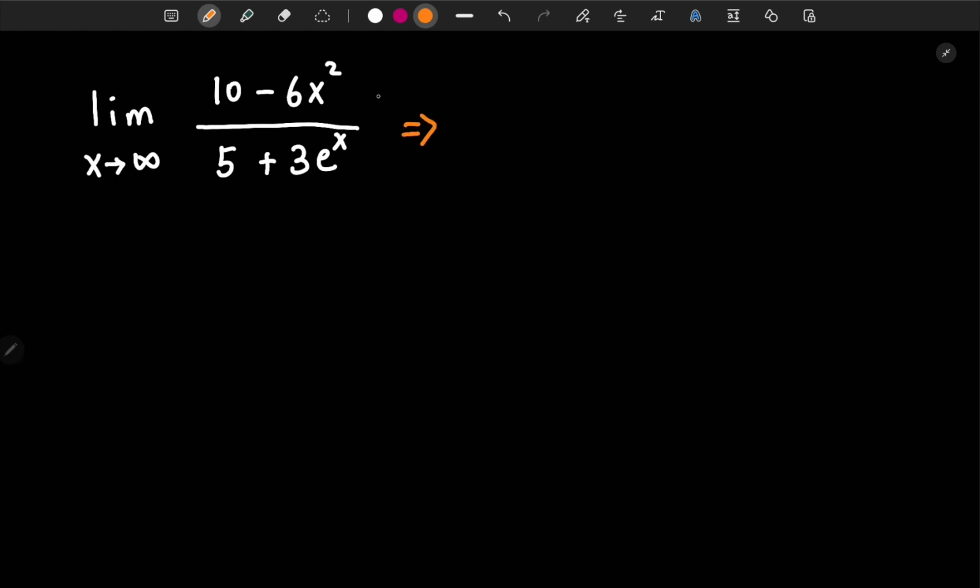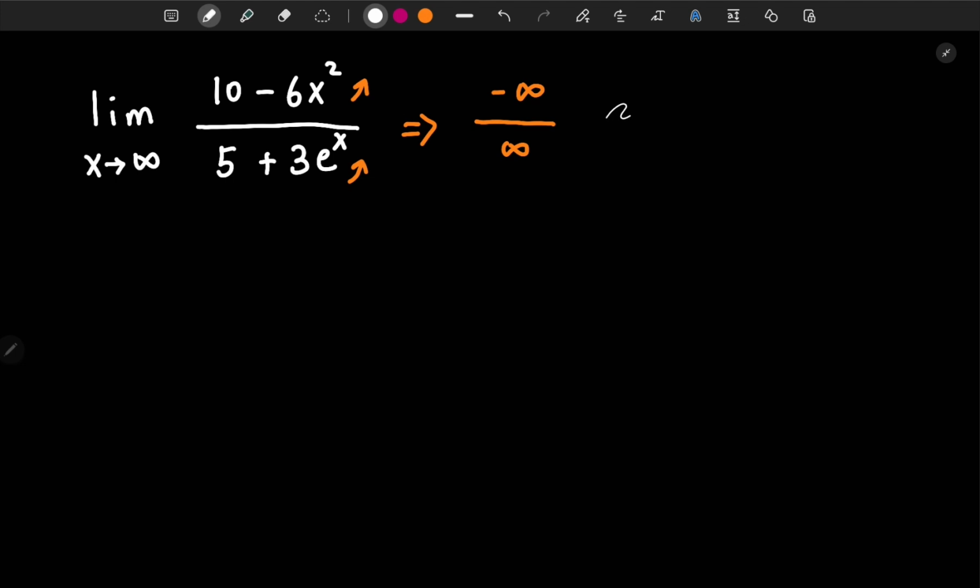In the numerator, when x goes to infinity, the 6x squared goes to a very large value. Since we have a negative sign in front of it, the numerator tends to go to negative infinity. And in the denominator, we have 5 plus 3e to the x. Since e to the x grows super fast as x goes to infinity, the e to the x part is dominant and tends to go to positive infinity. So here we have something like negative infinity over infinity.